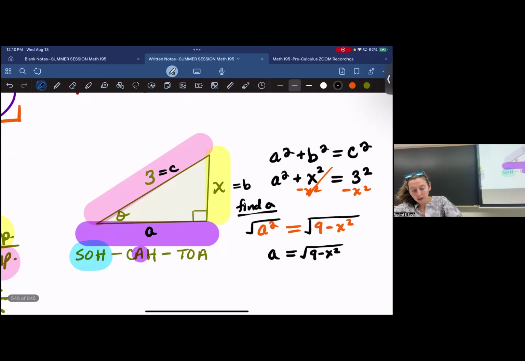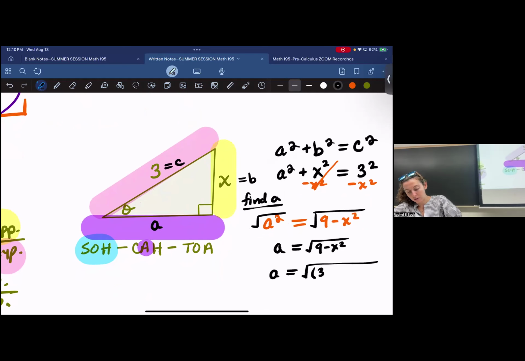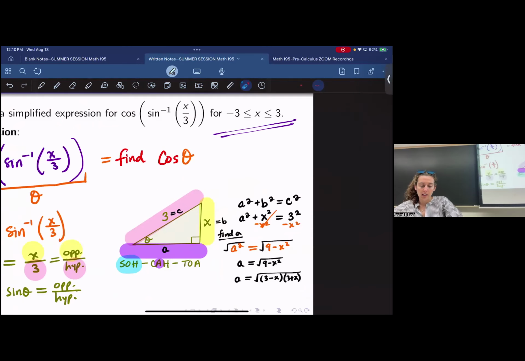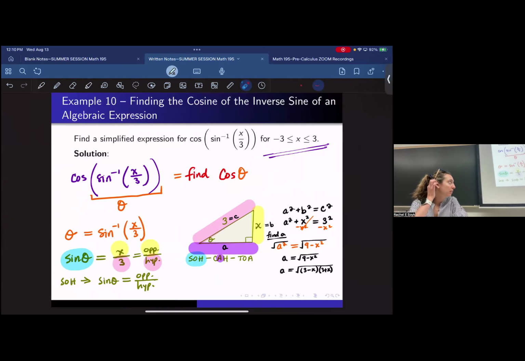You could keep it like that if you wanted to factor out underneath the radical. You can do that as well. Our difference of squares, 3 minus x in parentheses 3 plus x. But you don't have to. The reason why I wrote this second one down is, well, I'll tell you in a moment. You can really see that restriction take place. But so now we know that our a is that whole square root of 9 minus x squared.